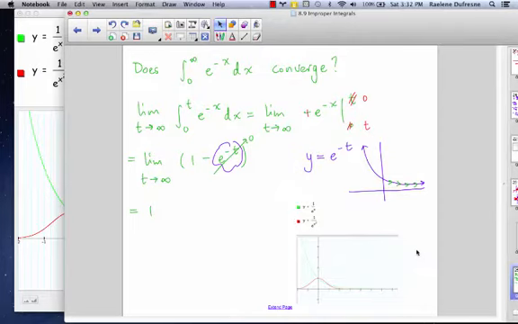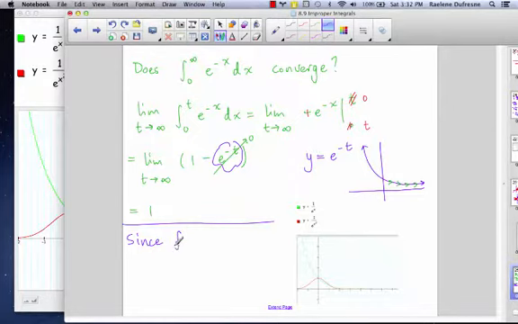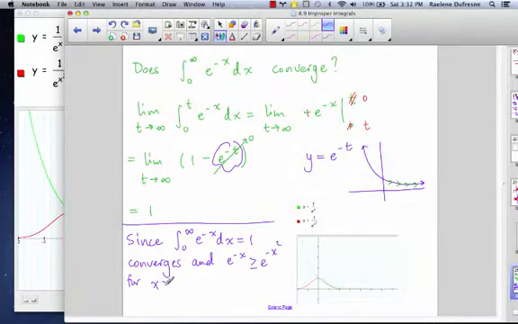So we say, since the definite integral from 0 to infinity of e to the negative x dx equal to 1 converges, and e to the negative x is greater than or equal to e to the negative x squared for x greater than or equal to 1, therefore by the direct comparison test, the definite integral from 0 to infinity of e to the negative x squared dx also converges.